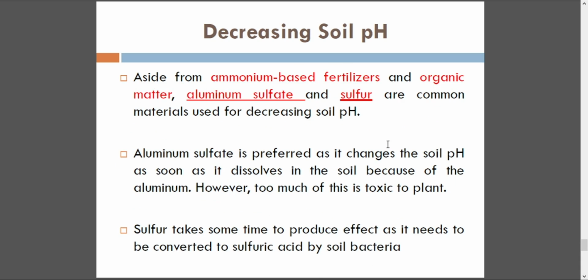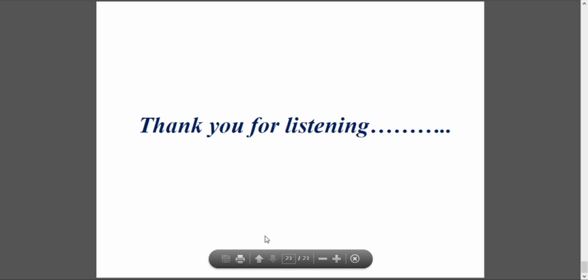So how can we decrease soil pH? Soil pH can be decreased by using aluminium sulfate or sulfur instead of ammonium based fertilizers. And we see that of the two, aluminium sulfate is preferred just because as soon as it dissolves, you're able to see the results. But sulfur takes a much longer time to show its effectiveness.